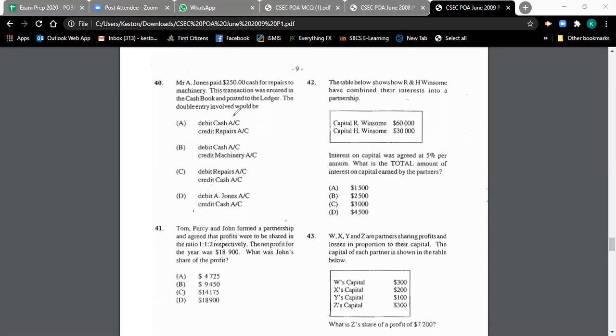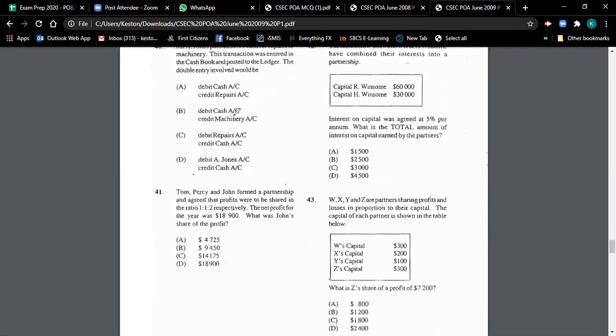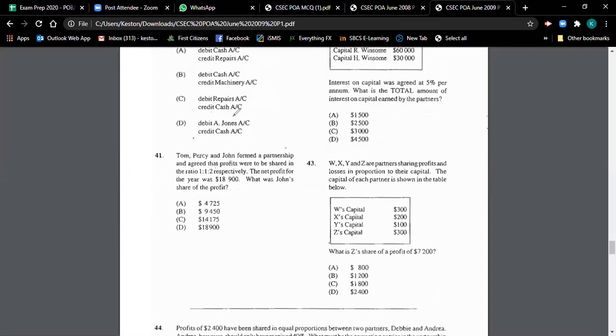43. W, X, Y, and Z are partners sharing profits and losses in proportion to their capital. The capital of each partner is shown in the table below. What's Z's share of the profits? Very good, Shania. Well done, Avisha.